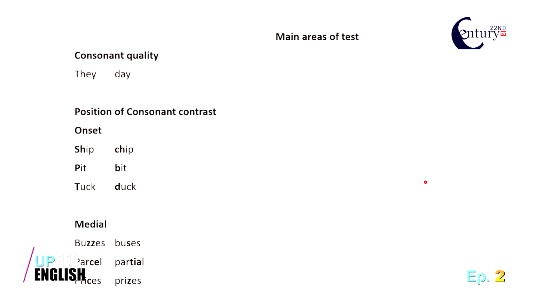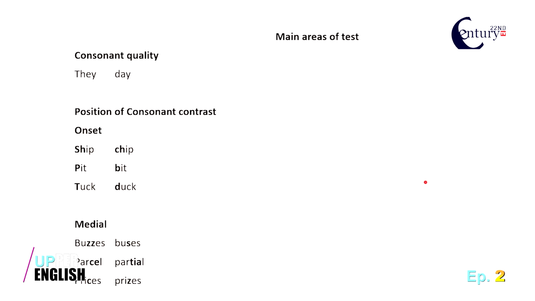And the other aspect, let me give an example regarding the consonant quality. They and day. T-H-E-Y is they. The TH sound there. And day, D sound. See how the TH and the D are different. Consonant quality. The other thing is to look at the position of consonant contrast, meaning how these TH and D are different, meaning the position they occupy.